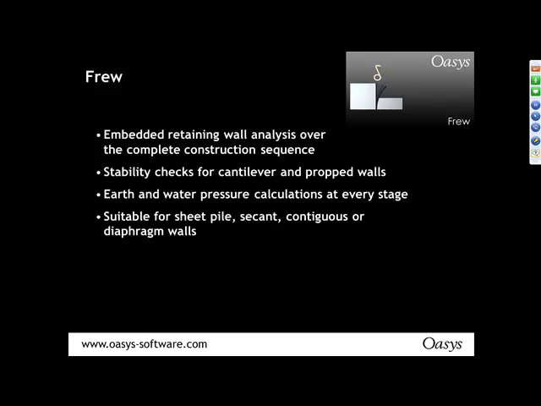It will calculate bending moments, deflections, and shear forces. It's suitable for sheet pile, secant, contiguous, or diaphragm walls. And the way you would adapt the type of wall would be by changing the stiffness of the wall, which is accessible through the gateway in Frew.